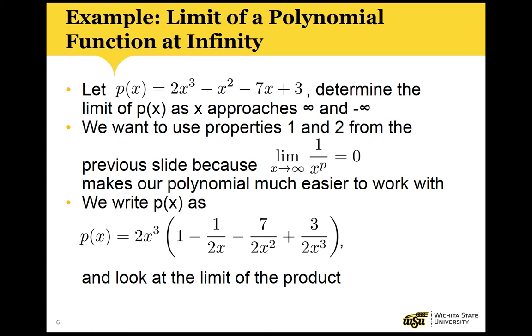In order to be able to exploit this property, we factor out 2x cubed from every term in our polynomial, leaving us with 2x cubed times 1 minus 1 over 2x minus 7 over 2x squared plus 3 over 2x cubed. And we evaluate the limit of the product.